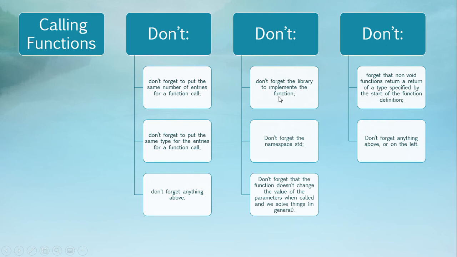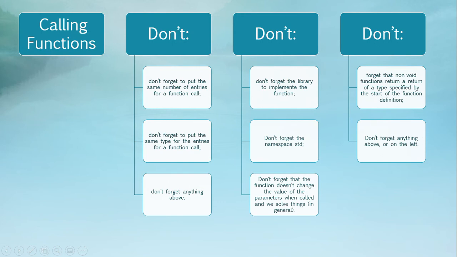Don't forget the library to implement the function. We cannot forget the namespace std, and I really recommend that when you code, you take a picture of the screen to not forget these things. Don't forget that the function doesn't change the value of the parameters when called. We are talking about parameters. We will explain that later, so don't worry about this. Don't forget that non-void functions return a value of the type specified at the start of the function definition. And don't forget anything above or on the left.